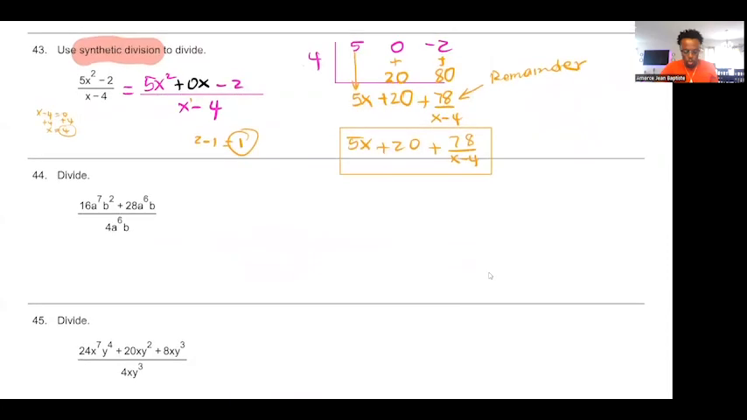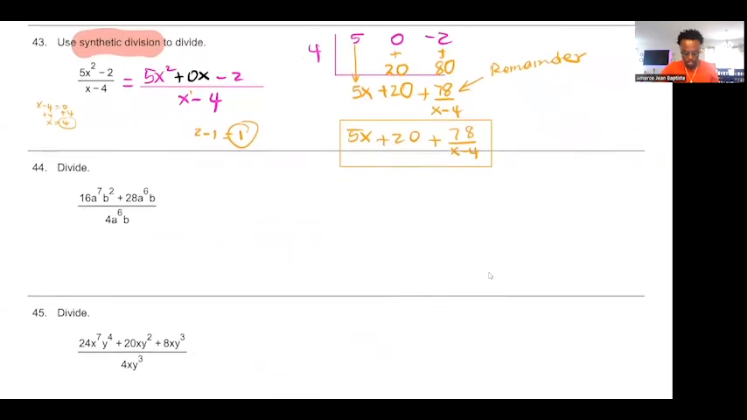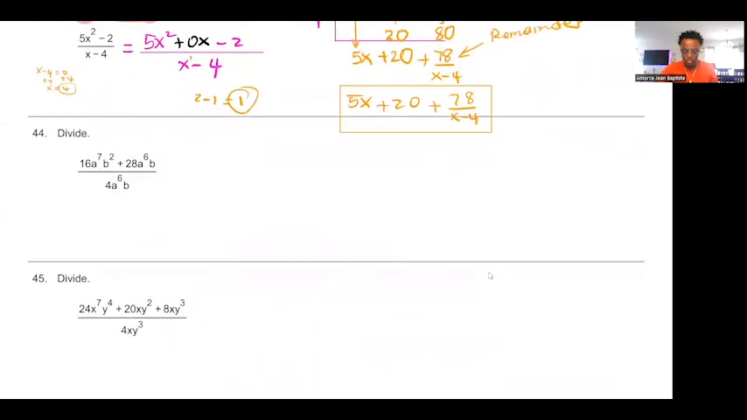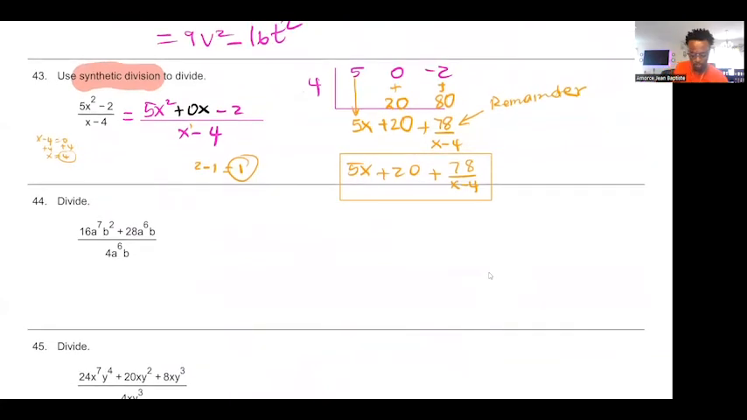So we're moving on to the next problem. We finished the synthetic division. Now we're trying to see this one here. This one is the division of a binomial by a monomial. So whenever you're dividing by a monomial, you don't have to do synthetic division or long division, which you will see later.